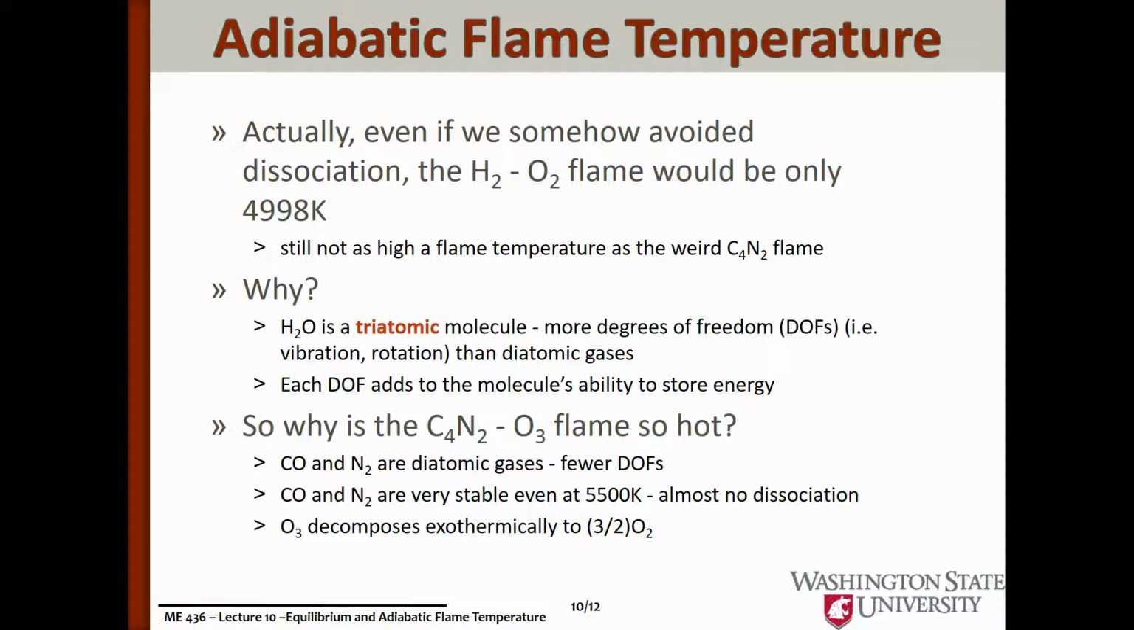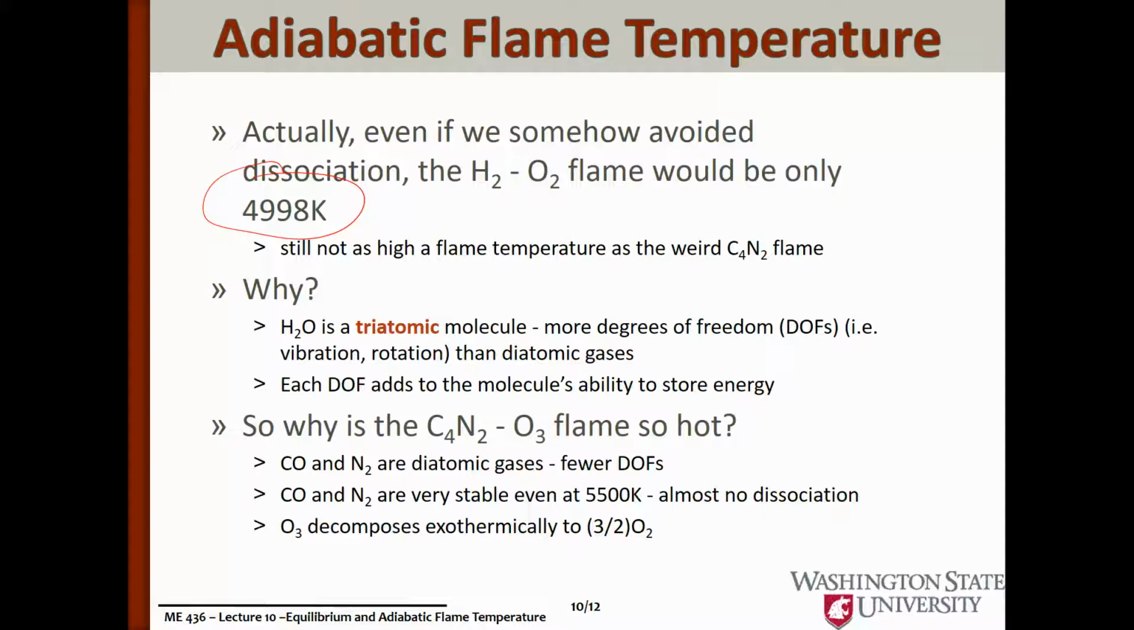So let's talk a little bit more about this. If we managed to do it at such a pressure that there was no dissociation, burning hydrogen in pure oxygen would still not exceed 5,000 degrees Kelvin. So it's still not as high as the other flame. And the reason for that is more about the specific heat of the products. So in burning hydrogen and oxygen, the product is a triatomic molecule. And so you can imagine it has this shape that's large and offset. It has a center atom it can rotate around.